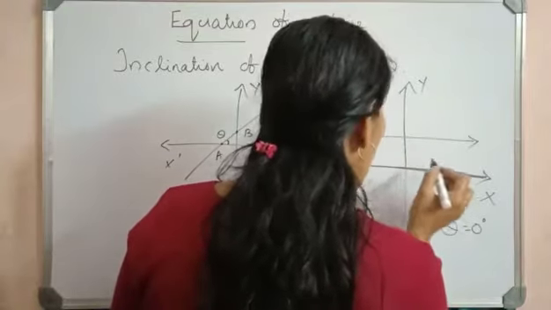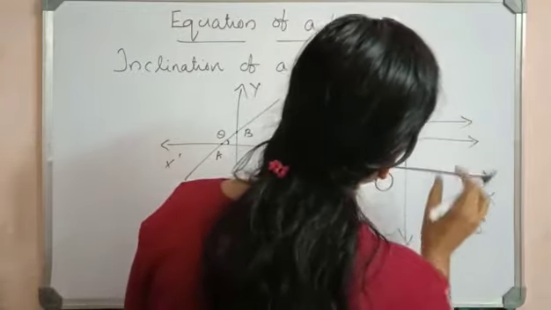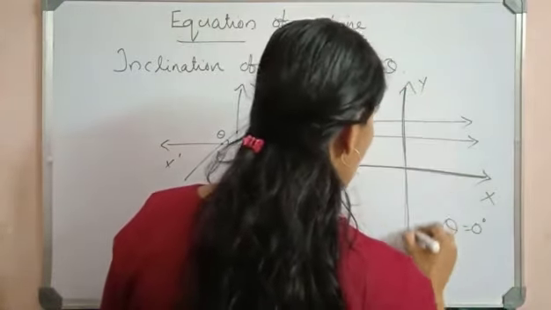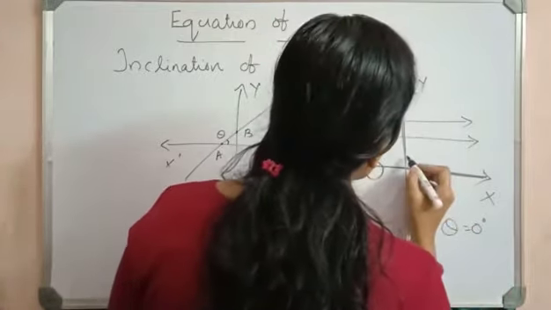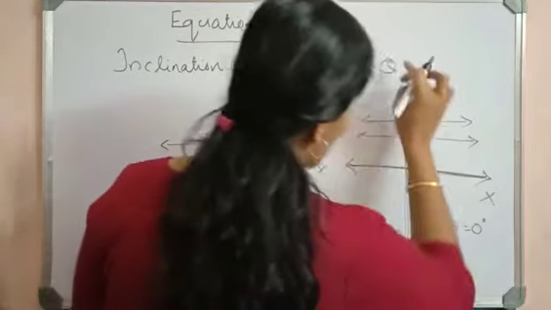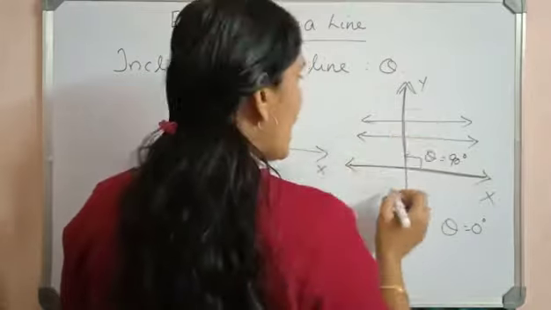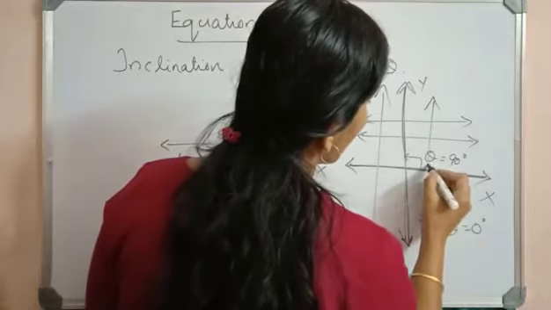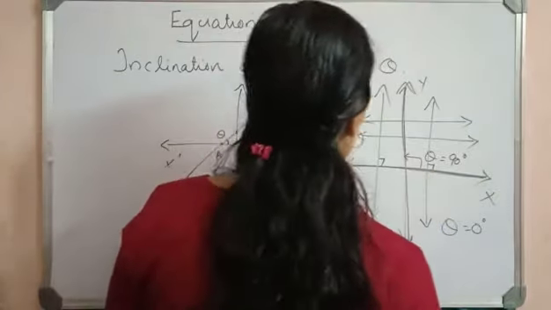And the inclination of any line which is parallel to the x-axis is also 0. When you are considering the y-axis, the angle between the line and the x-axis is 90 degrees. So here theta is equal to 90 degrees. And any line which is parallel to the y-axis also has an inclination of 90 degrees.